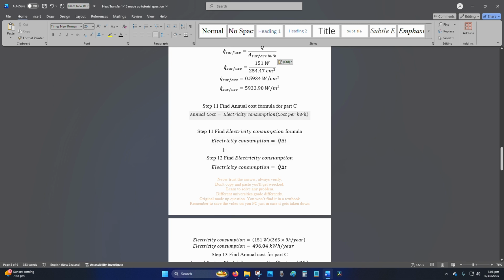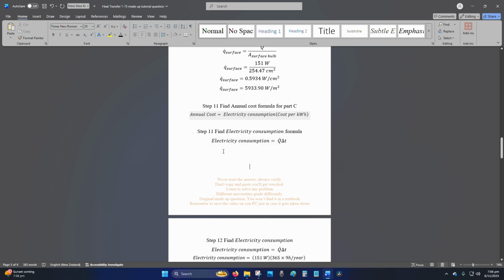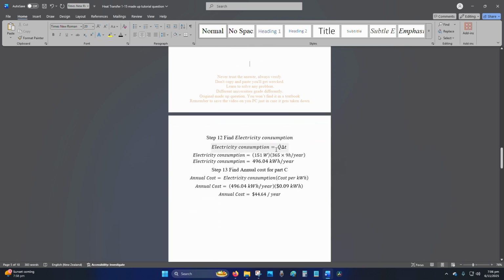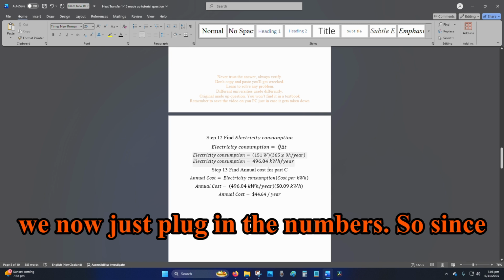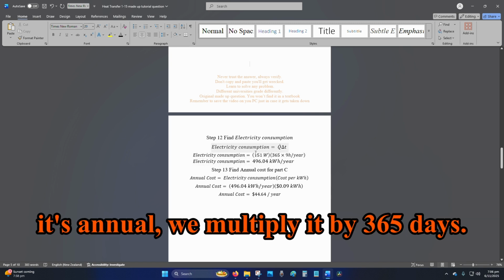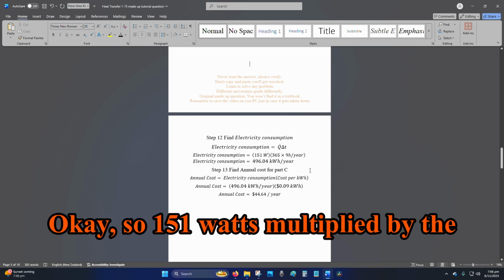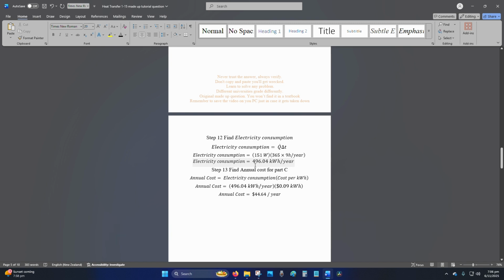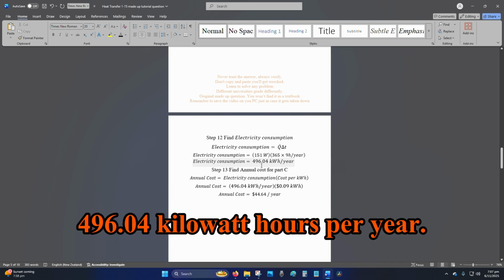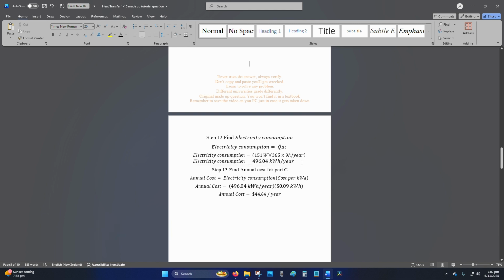So step 12, we now just plug in the numbers. So since it's annual, we multiply it by 365 days. So it's 9 hours per day. So 151 watts multiplied by the change in time, you'll get 496.04 kilowatt hours per year.